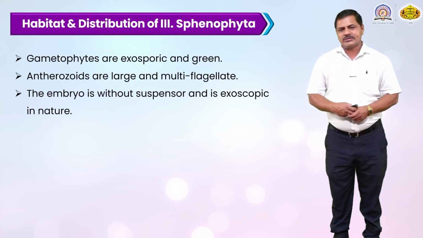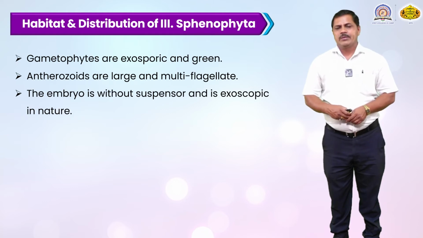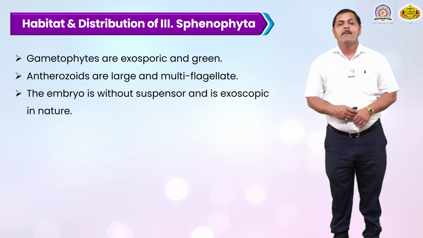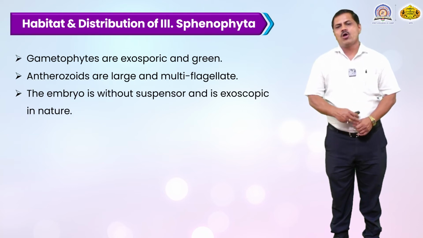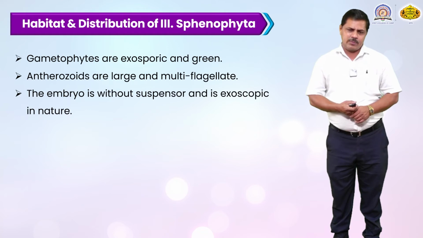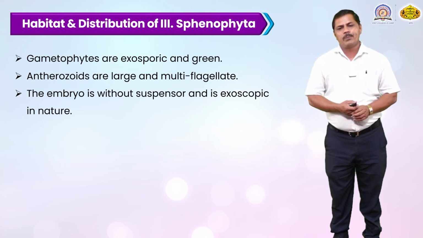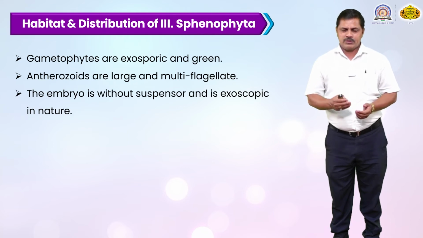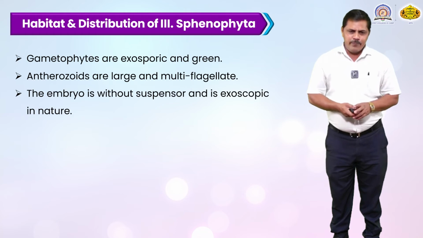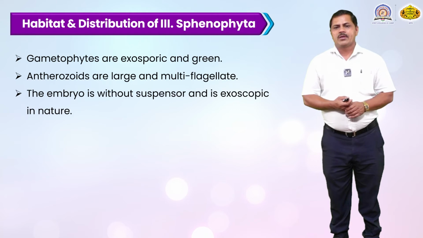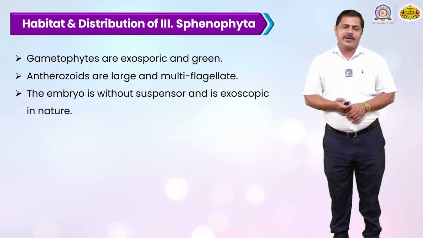The antheridia are large and the antherozoids are multiflagellated. Antherozoids are the male sex organs, large in structure, with bi- or multi-flagella present, and these flagella are very useful for locomotion, to disperse from one place to another. The embryo is without a suspensor, or it is exposed in nature.